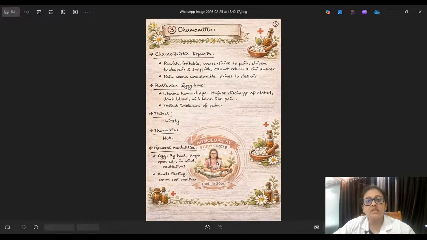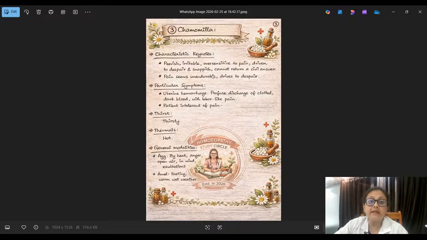Next, Chamomilla. Chamomilla can be given to any patient who has intolerable pain. I mean to say, even though the pain is small, they cannot tolerate. That is the main idea of Chamomilla. The main essence of Chamomilla is the pain threshold of the patient is very less. Even a very small pain will seem very much for them. So that is what it means.